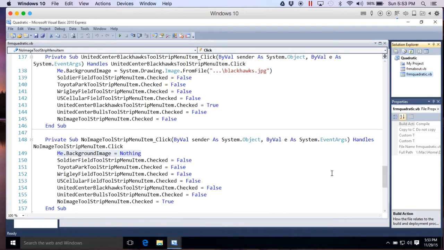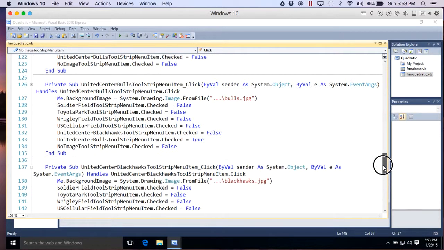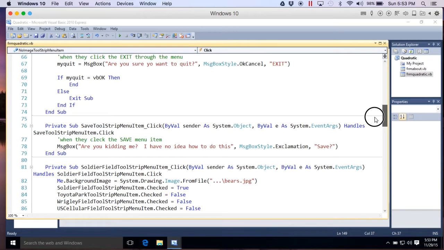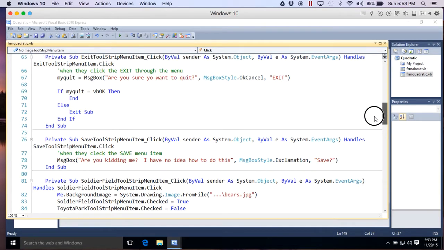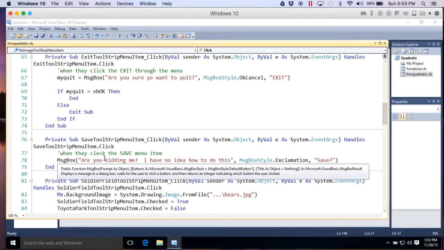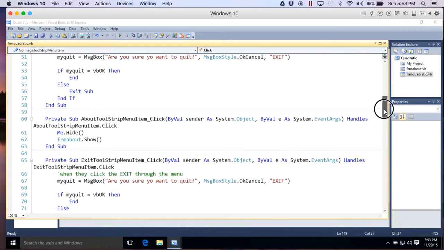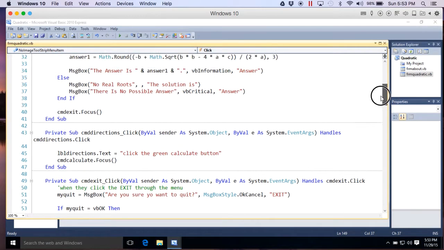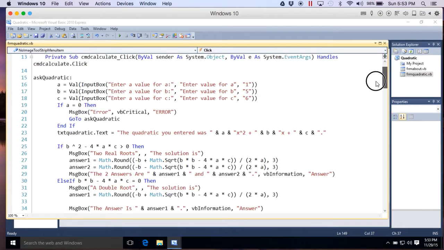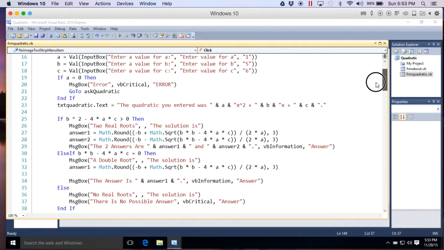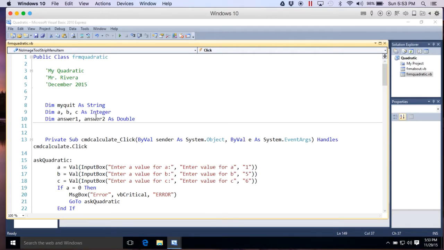Most of this coding is all check marks. Other than that, as you go through, most of it is just the menu. The exits are still from hello. How do you save? Are you kidding me? That's just a message box. The big button right there, all of that is the calculate button. And then the variables. That's advanced topics. If you can do all of that, you have an A+. Have fun.